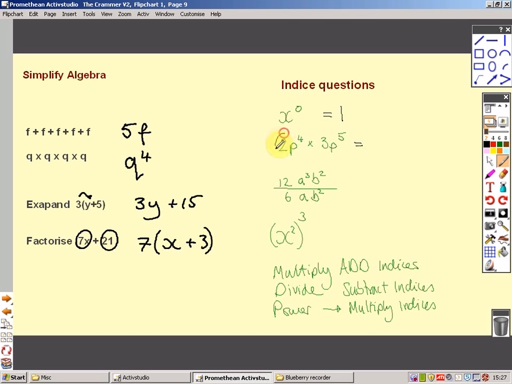Simplify this one. You do the numbers first. So 2 times the 3 is 6. p to the 4 times by p to the 5. For multiplying, we add the indices. 4 add 5 is 9. 6p to the power 9.